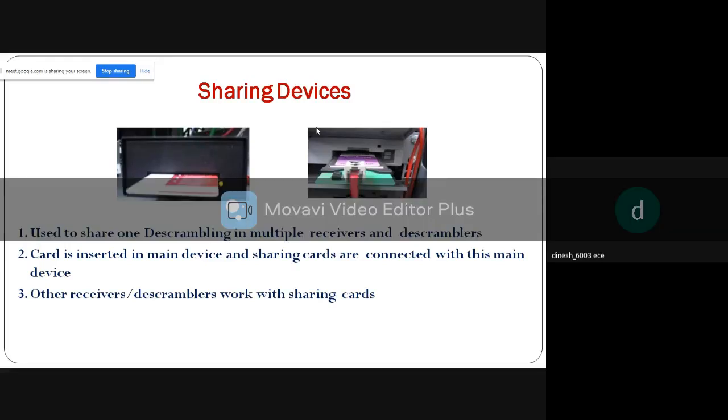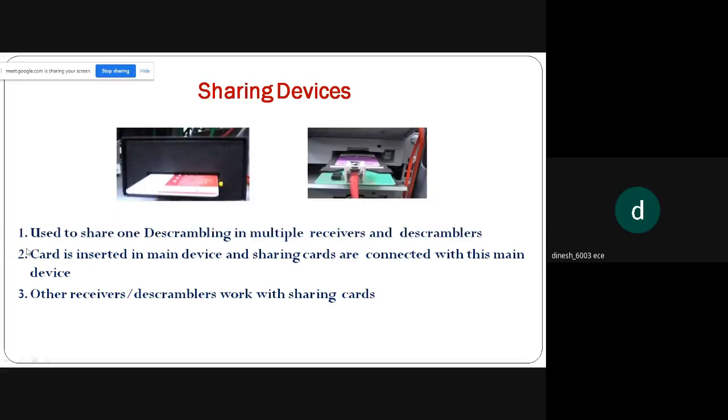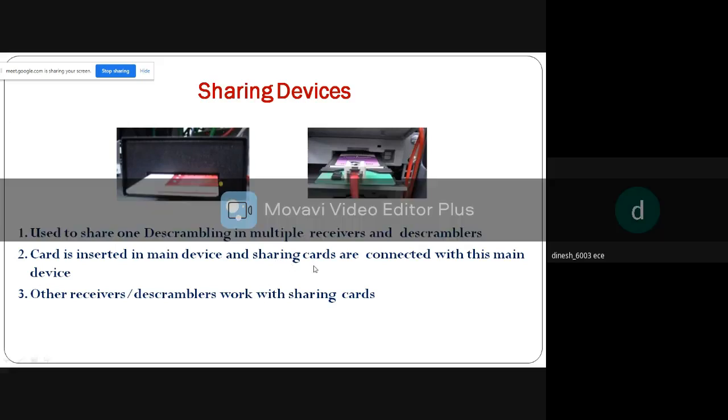Next are the sharing devices. These are examples of shared devices. They are used to share one descrambler card across multiple receivers and descramblers. The card is inserted in the main device and sharing cards are connected with this main device, so that other receivers or descramblers can work with these sharing cards.